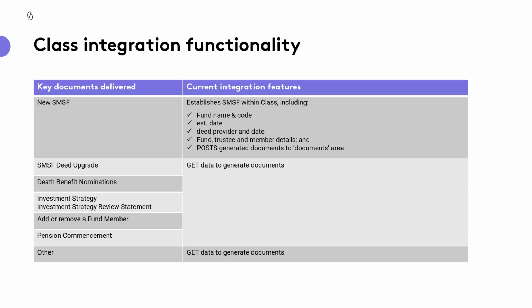When it then comes to all the other documents that we have the integrations with, it's all predominantly about getting data. Okay, so getting the data out to enable us to prepare a particular order form, a trust deed upgrade, a pension document, an investment strategy, all these sorts of things. Okay, so that's the most important thing.